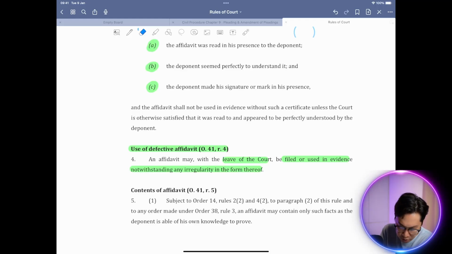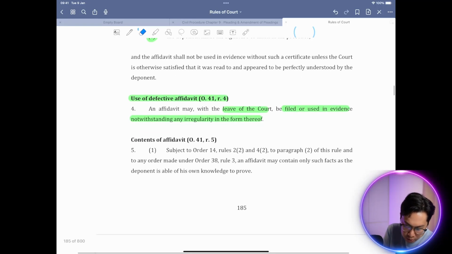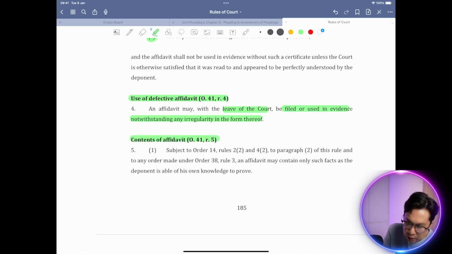What about the contents? Okay, then you see contents here. This deals with the issue, and sometimes in exam questions talking about whether an affidavit can have a hearsay statement or not, then you look at Order 41, Rule 5.